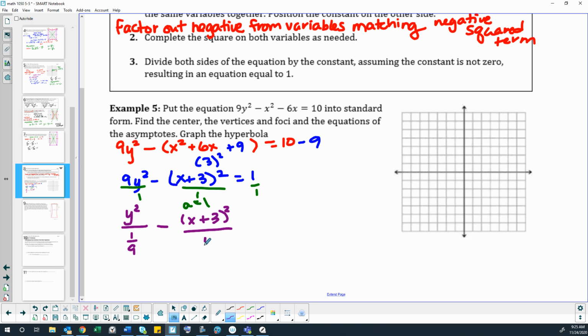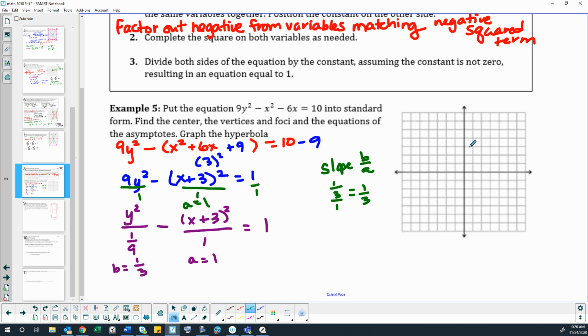Okay, so then we've got our x plus 3 squared over 1, and that equals 1. So we have b is the square root of 1/9, which is 1/3, and we have a, which is the square root of 1, which is 1, and we have our slope. So our slope would be b over a, so that would be 1/3 over 1, which is just 1/3. We'll work with that a little bit more here in a second to find our asymptotes.